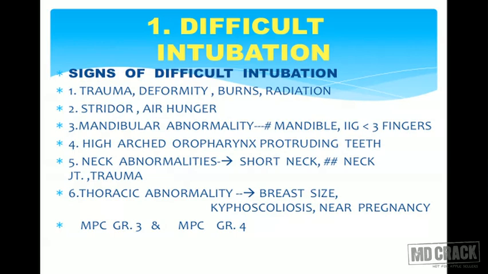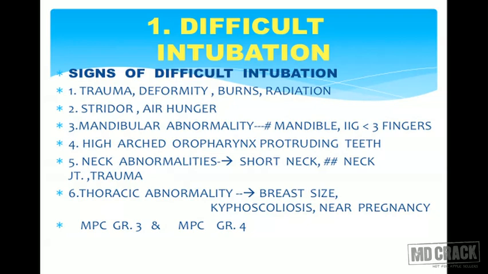This shows the patient is having some respiratory discomfort leading to this stridor and air hunger. Look for any mandibular abnormality such as fracture mandible. Look for interincisor gap. It should always be more than 3 fingers. If it is less than 3 fingers, you can anticipate a difficult intubation. Look for high arched palate or oropharynx, any evidence of protruding teeth, neck abnormalities like short neck or webbed neck, trauma to the neck, any tumor present on the neck.